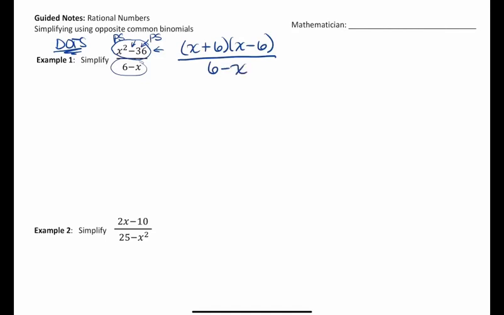And this leads into what I was talking about here, because today's lesson is called simplifying using opposite common binomials. So it sounds kind of complicated, but it's not as bad as you think. What I mean by this is, if you look at the binomial that's in the denominator, we've got 6 minus x down there. And that is so close to being just like x minus 6. X minus 6 and 6 minus x, they're kind of the same thing. And a lot of times when I teach this, people think, oh yeah, those cancel each other out.